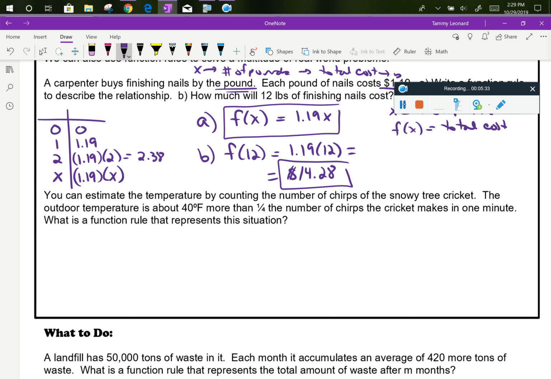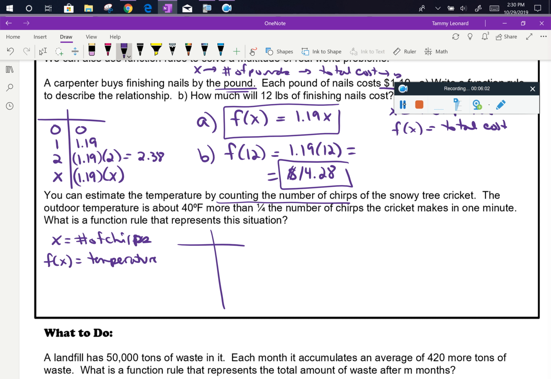Let's talk about what X and Y stand for. Always think about what's your independent and what's your dependent. So it says it's 40 more than the number of chirps. It says we can count the number of chirps to figure out what the temperature is. So the number of chirps is going to be our input. Our output is going to be the temperature. That's what we are supposed to be able to figure out by counting the number of chirps.